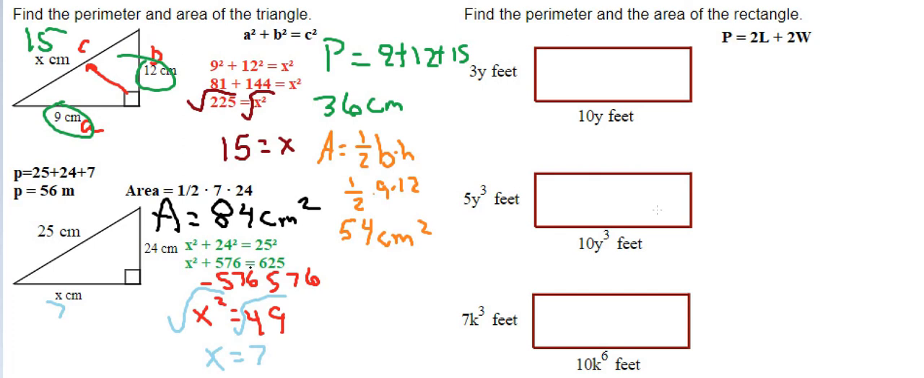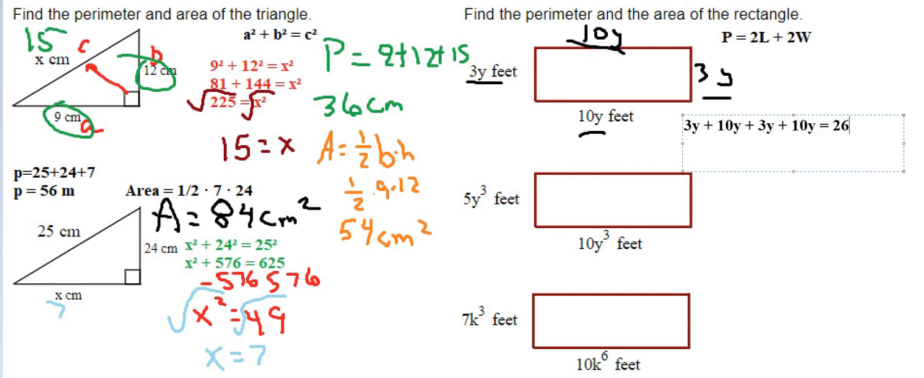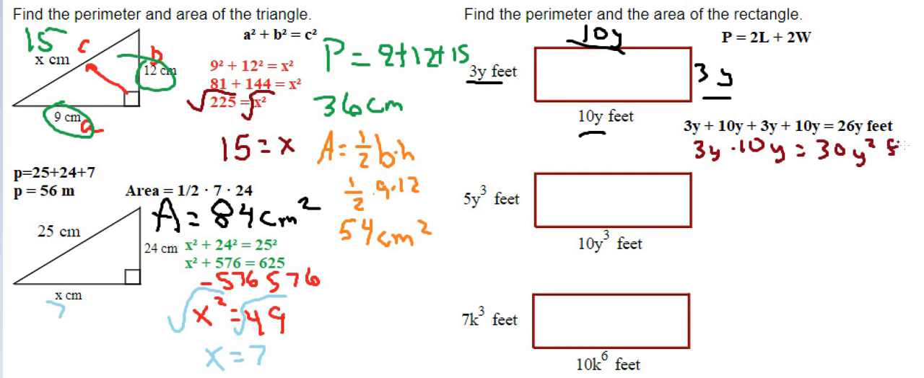For the right side, we would find the perimeter and the area of the rectangle. So we can manually add this up and go that 3y for the perimeter, 3y plus 10y plus 3y plus 10y will equal 26y feet. That's the perimeter. The area, of course, is just base times height. So that's going to be 3y times 10y, which would be 30y squared feet squared.